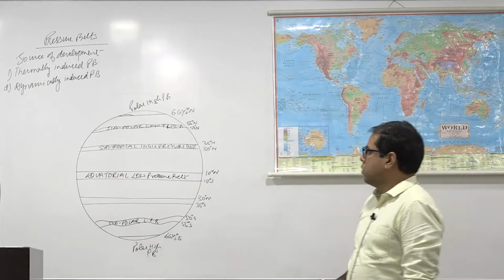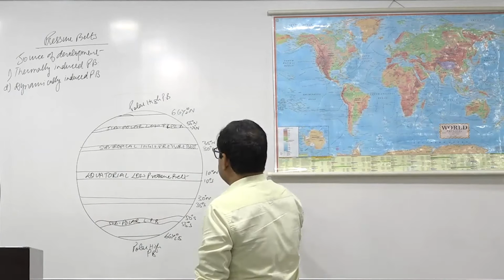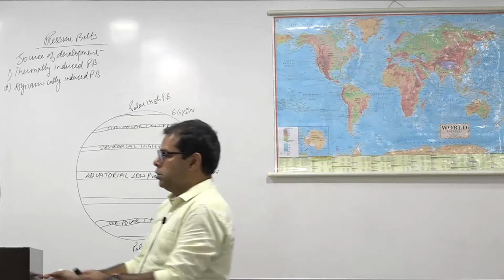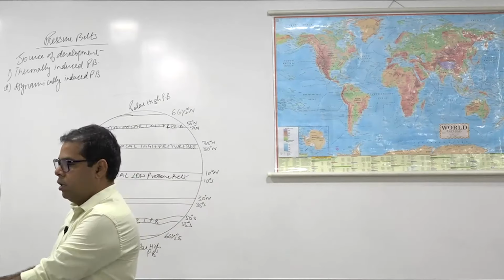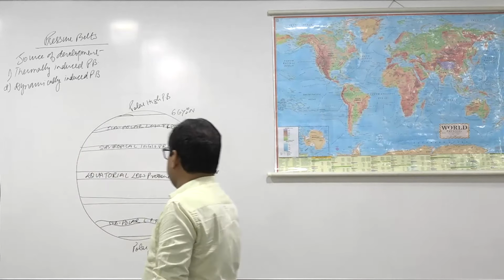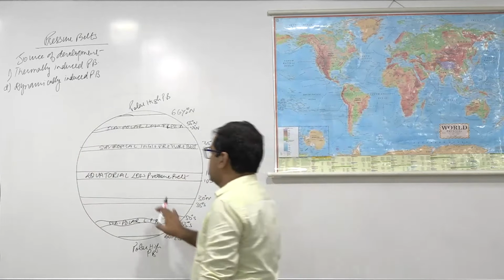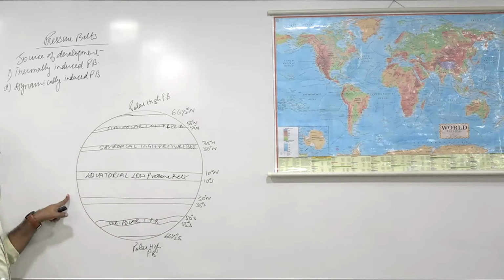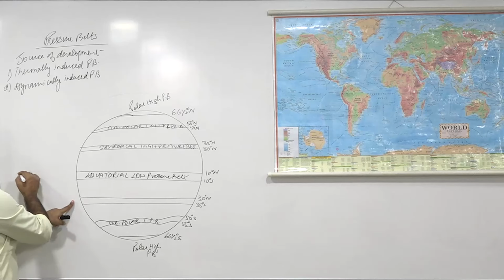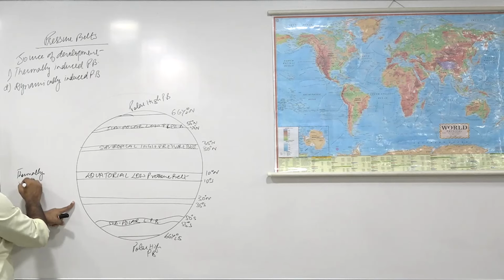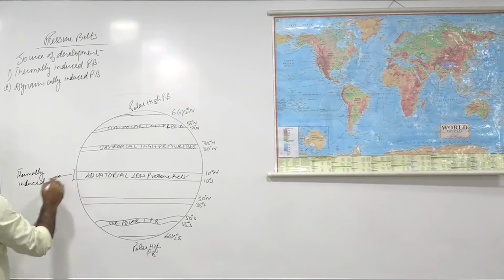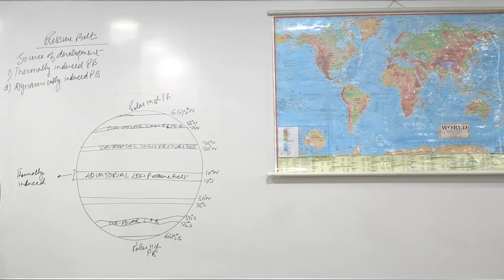Now, the equatorial zone receives vertical rays throughout the year. So temperature in this zone has been recorded high, right? Equatorial zone temperature has been recorded high. So there is a permanent low pressure zone. So this belt is a low pressure center. So this is a thermally induced pressure belt. Equatorial low is a thermally induced pressure belt, right?